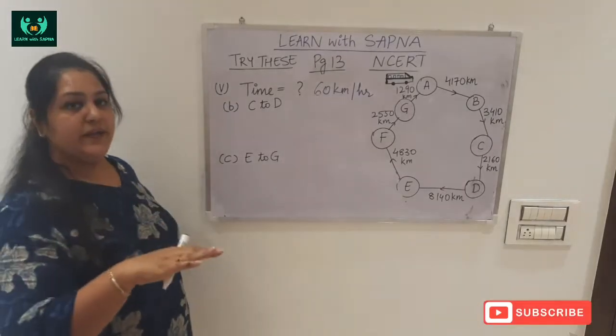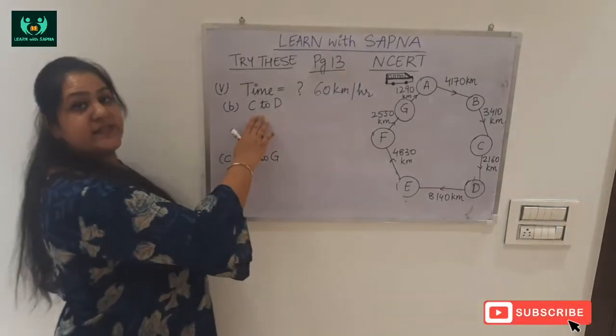Now, just like we calculated for A to B, the second part says to calculate from C to D.